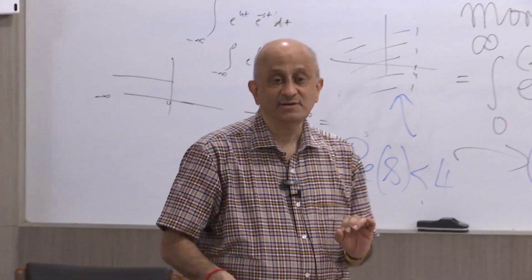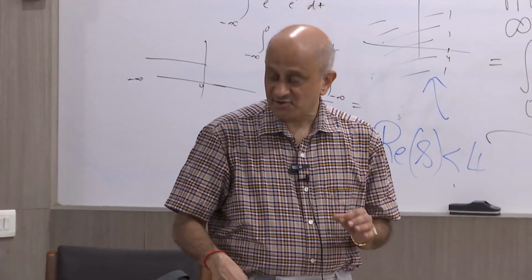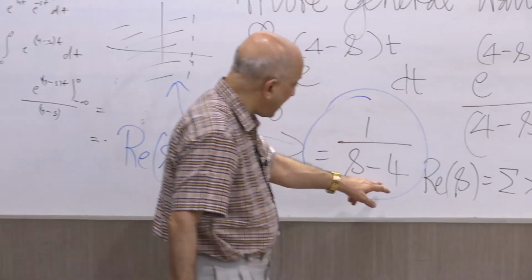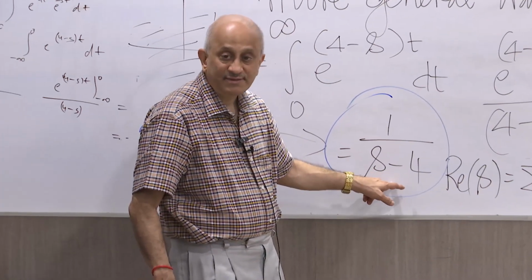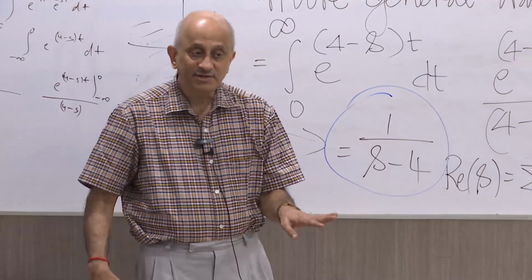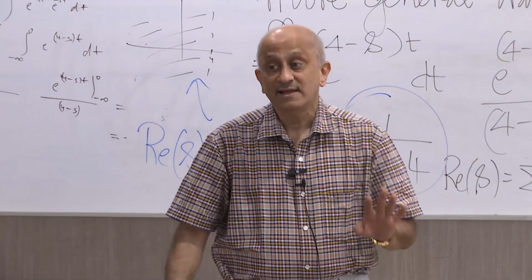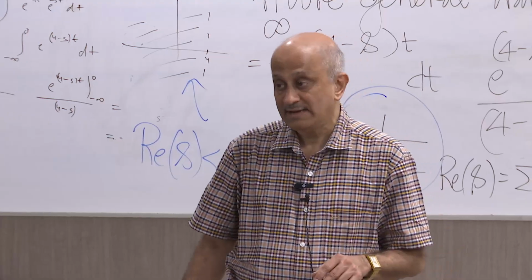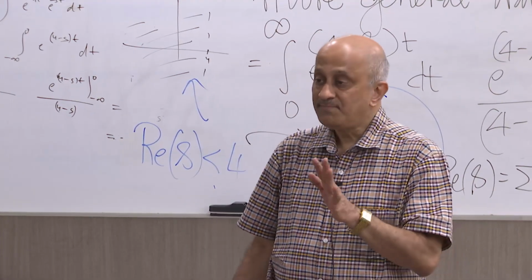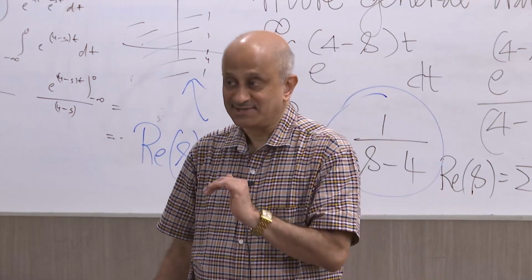Singularity means a point where that expression does not converge, the expression is undefined. In fact, if you put s tends to 4, what happens to this expression? This expression tends to infinity. So, this expression has a singularity at s equal to 4, right. Now, wherever there are singularities, those cannot be a part of the region of convergence.